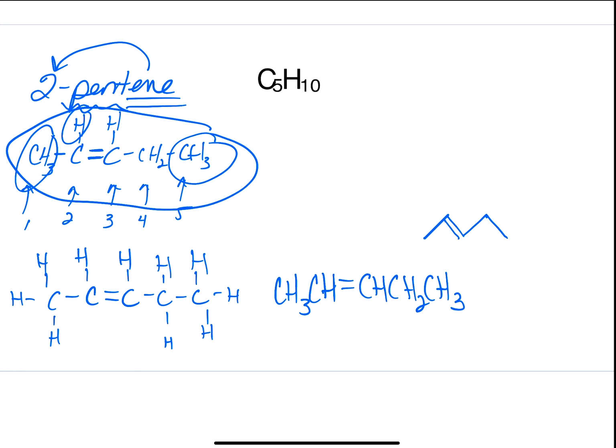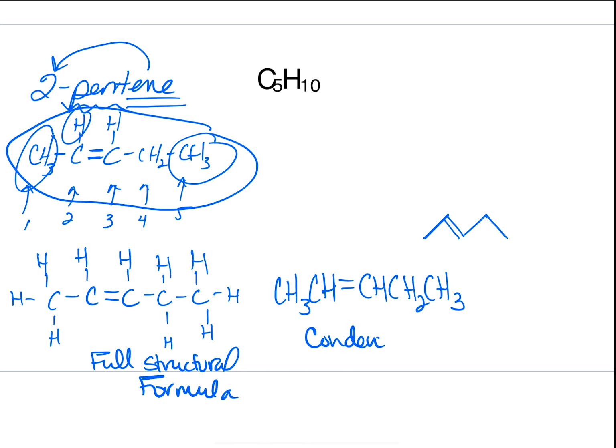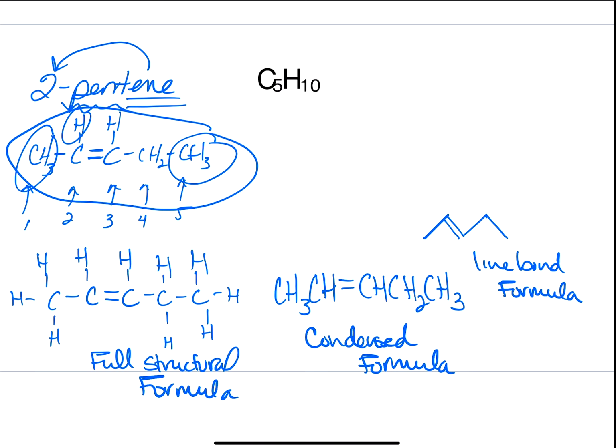So right here we've got our full structural formula. Here we've got our condensed formula. And here we've got our line bond or our skeletal formula. Or we could call those structures full structural structure, condensed structure, and line bond structure.